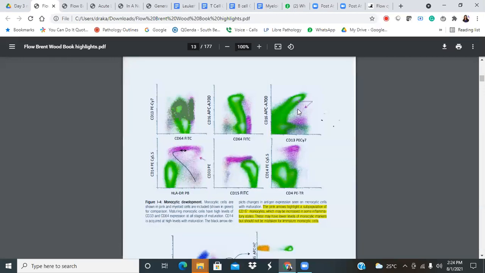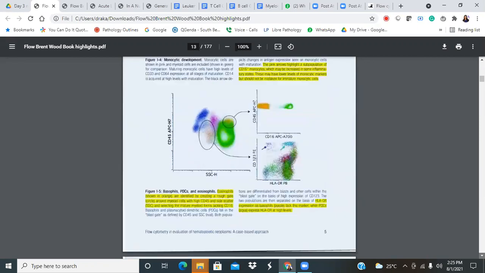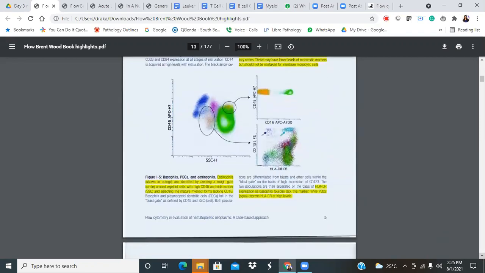These may have lower levels of monocyte markers, but should not be mistaken for immature monocyte cells. So that's the caveat, that these cells should not be thought of as immature monocytes. They can be seen in inflammation. All right.